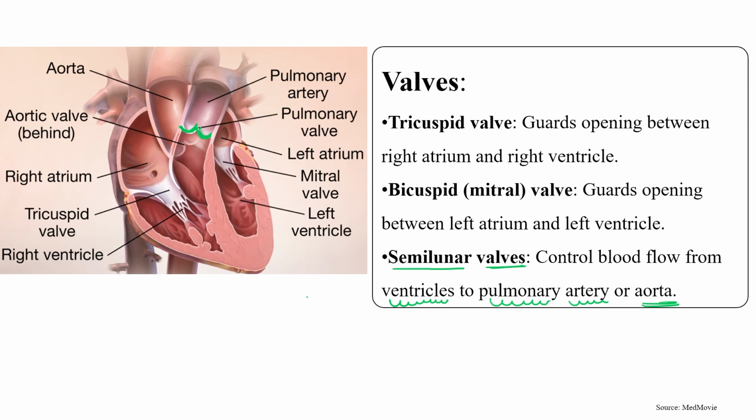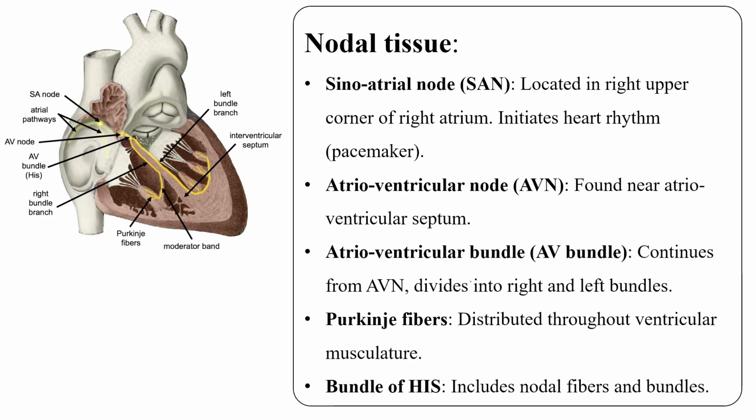Okay, it actually controls blood flow from the ventricle to the pulmonary artery. This is the pulmonary artery. So it controls the blood flow from the ventricle to the pulmonary artery. So three types of valve are present in our heart.